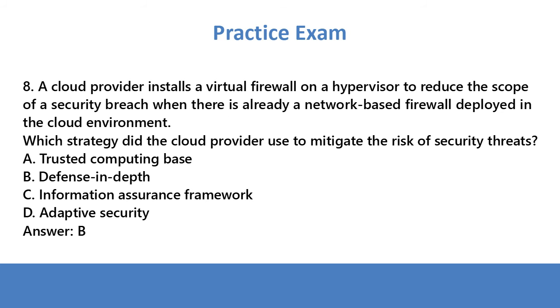8. A cloud provider installs a virtual firewall on a hypervisor to reduce the scope of a security breach when there is already a network-based firewall deployed in the cloud environment. Which strategy did the cloud provider use to mitigate the risk of security threats? A. Trusted computing base. B. Defense in-depth. C. Information assurance framework. D. Adaptive security. Answer: B.